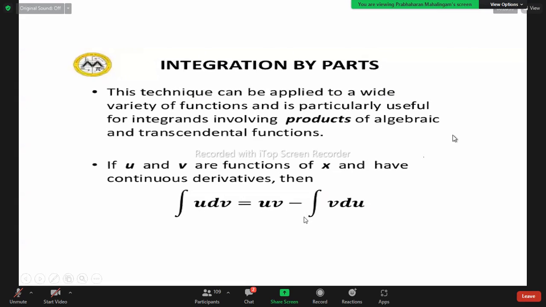Hello, read. One person read this. I want to know whether the PowerPoint is visible or not. Read this last sentence. Integration sign u into dv is equal to uv minus integration sign v into du. Yes, you will write integral sign. Okay, integration sign also okay, that's correct. But you will write integral sign u into dv equal to uv minus integral sign v into du.